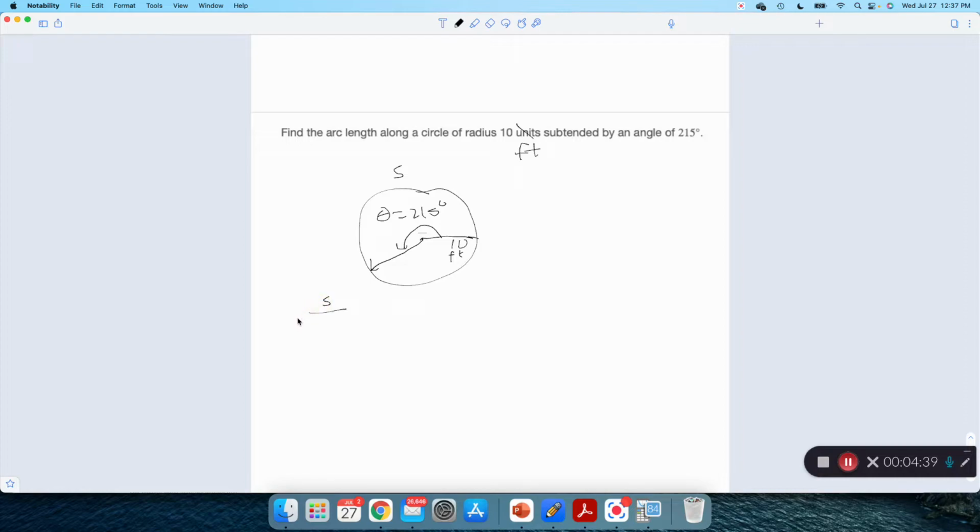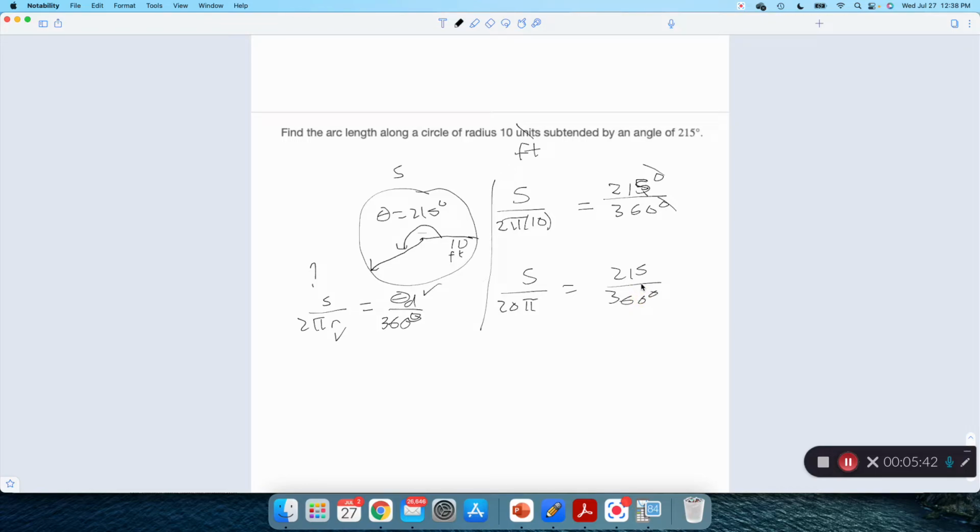We know S divided by the entire circumference is the angle we actually went, measured in degrees, out of 360 degrees. So just filling in what we know: the radius, I know the angle, S is who I'm after. S out of 2 times pi times r, 10, equals 215 degrees out of 360 degrees. Now, degrees are units, so I can just cancel those degrees out. And I could clean up this left-hand side: 2 times pi times 10. I can just multiply the 2 and 10 and get S divided by 20 pi equals 215 out of 360.